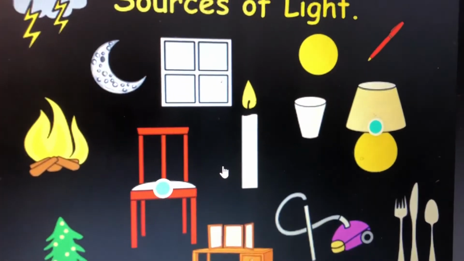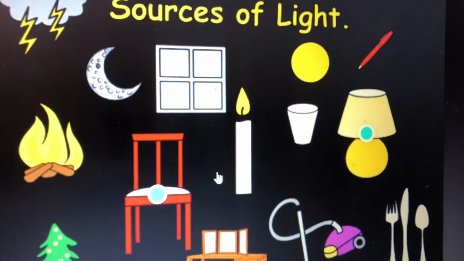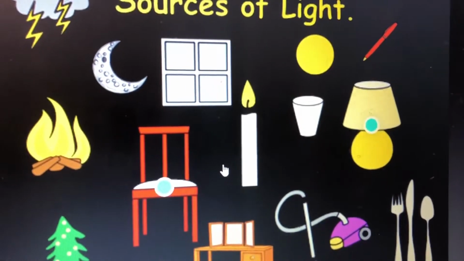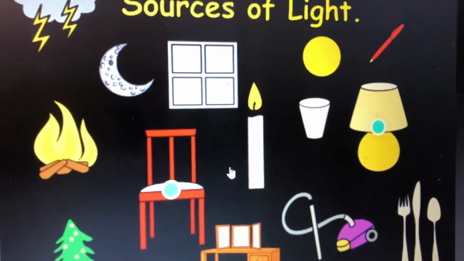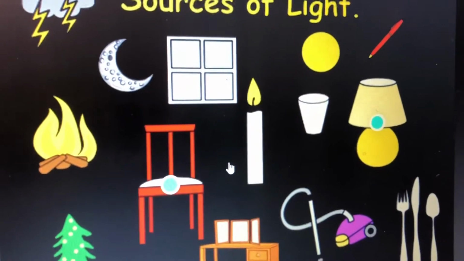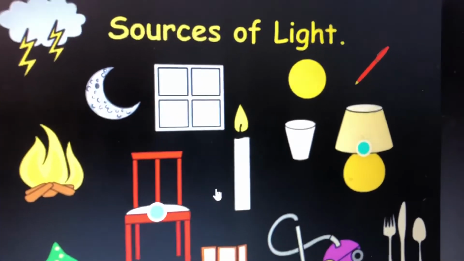Light is different. Well, first of all, let's talk about sources of light. The main source of light that we have on our planet is the sun. But we also have other sources, right? Like lightning or a fire or a candle or a light bulb, a lamp, right? We have many other sources of light.